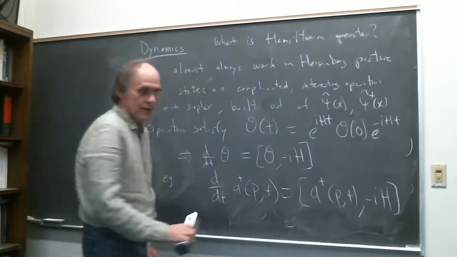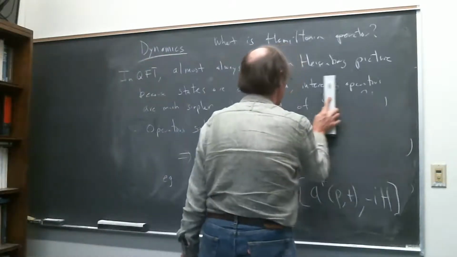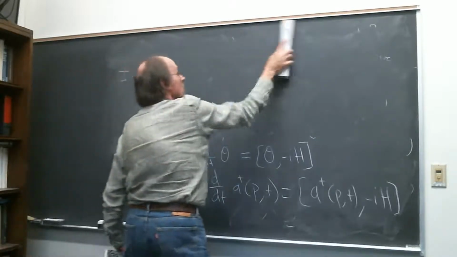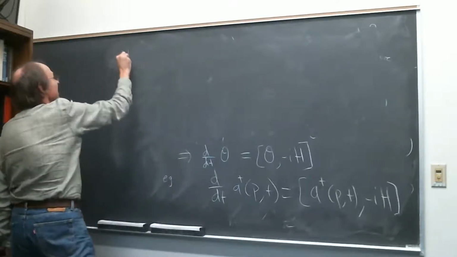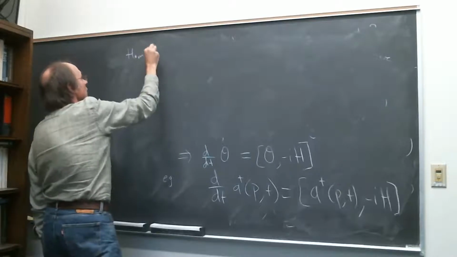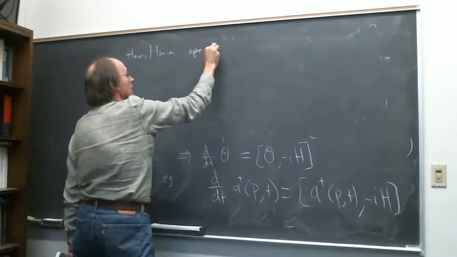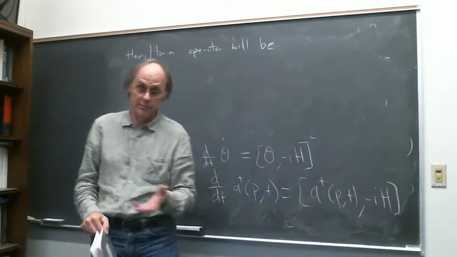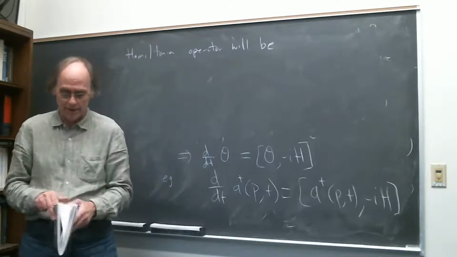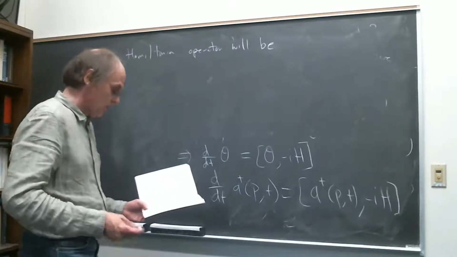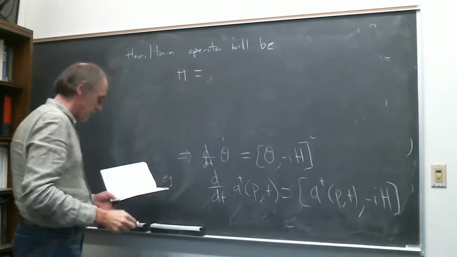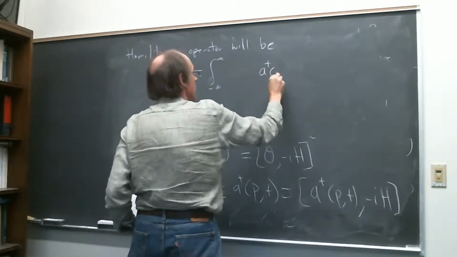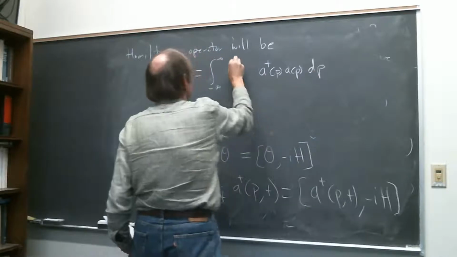So what's the free particle Hamiltonian operator going to be? The Hamiltonian operator is like anything else: it's an operator in the theory, and as I said, it's always going to be built out of A and A daggers. It's just going to be given by H equals the integral from 0 to infinity of A dagger of P, A of P, times P squared over 2m.